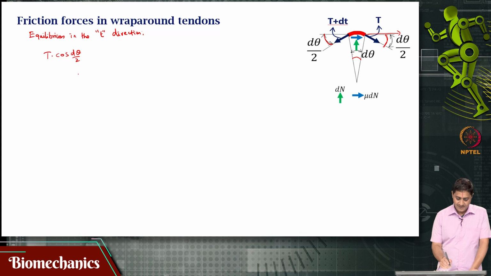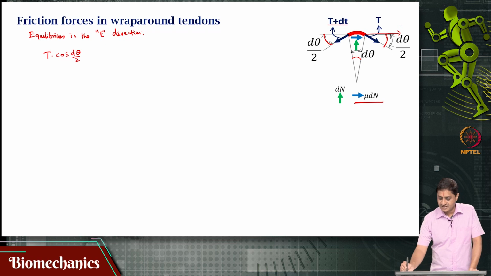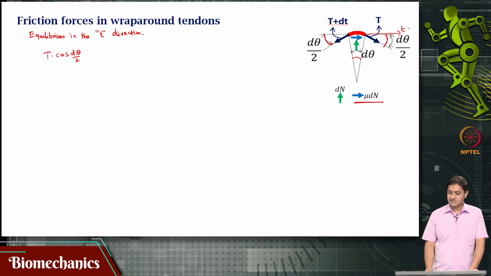Okay. What other forces are there in the t direction? In the positive t direction, this is the positive t direction, I also have the frictional force, which is mu times dN. Okay. In the negative t direction, I have minus (T plus dT) times cos d theta by 2.